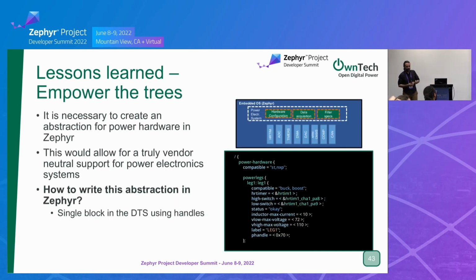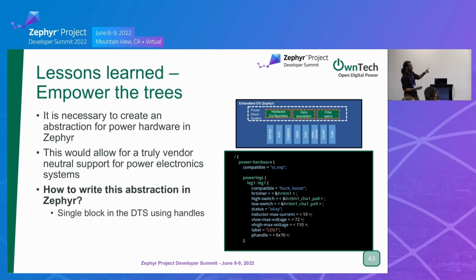And then we said, well, everybody talks about device tree, right? So we're going to talk about device tree a little bit. It is necessary to create an abstraction for power electronics hardware in Zephyr. I mean, we think it's necessary. And this would be a truly vendor-neutral support for power electronic systems, right? But how do we write this abstraction in Zephyr? This is something we're starting to work on.